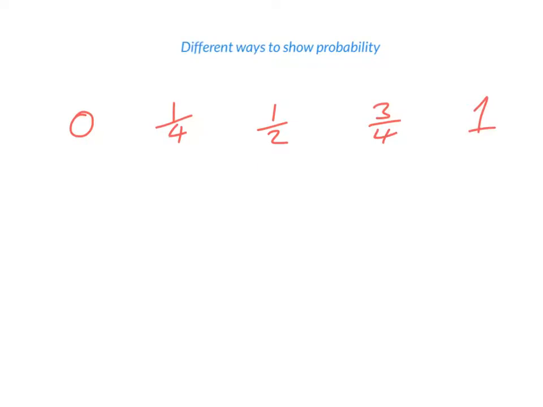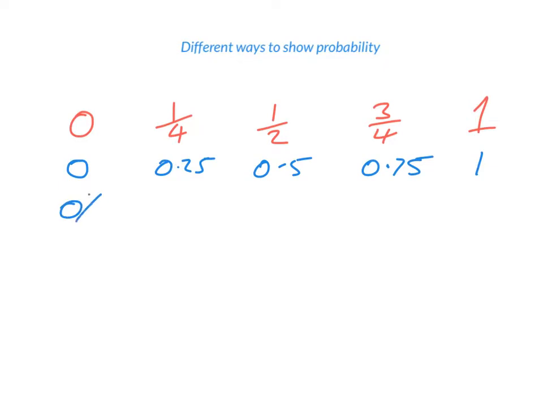There are several different ways that we can show a probability. We can show it as a fraction like we did before. We can change each of the fractions into decimals. For example, 1/4 would be 0.25, a half would be 0.5, 3/4 would be 0.75, 1 would still be 1, 0 would be 0.